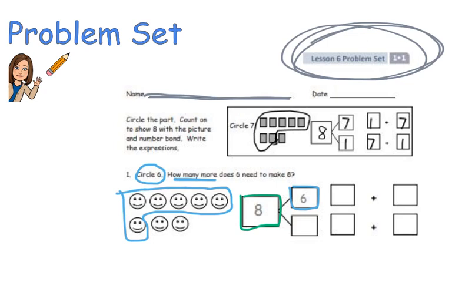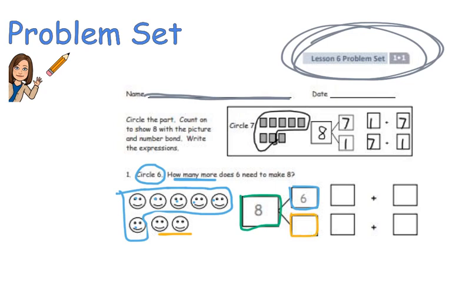When you're done, it's always a good idea. Great mathematicians do this. They go back and they check their work. So they go like this. 1, 2, 3, 4, 5, 6. Okay, I circled the right amount. Now, how many more smiley faces do we need to make 8? How many? 2, that's right.